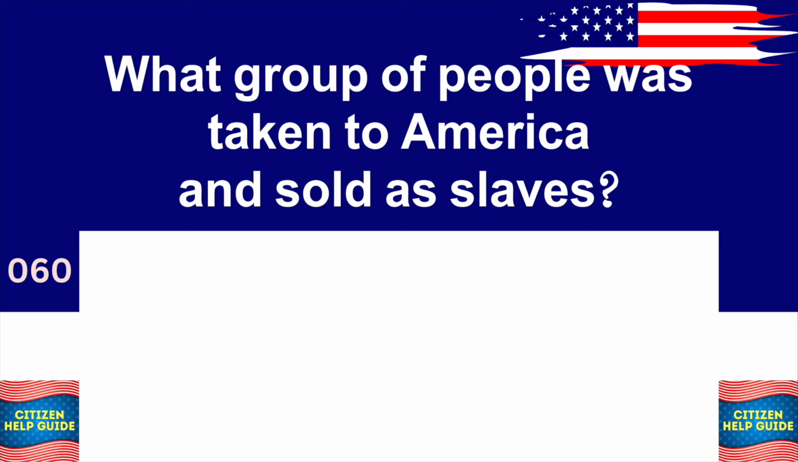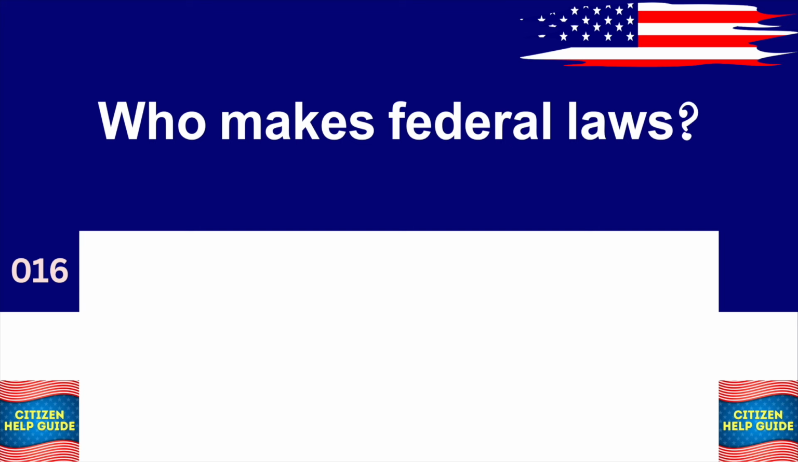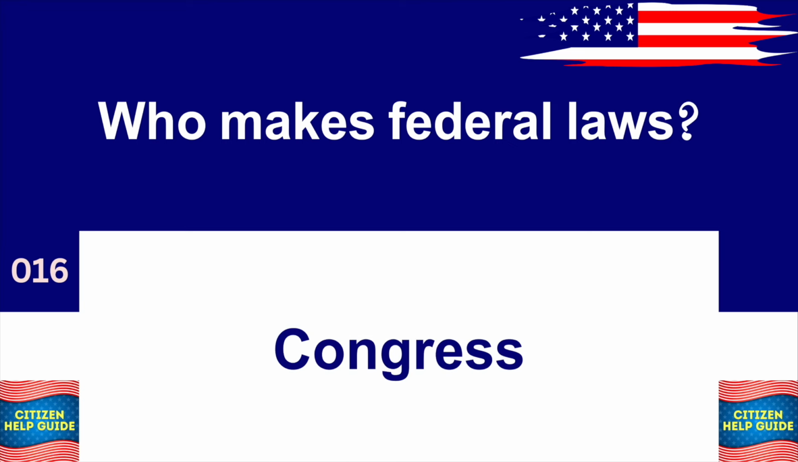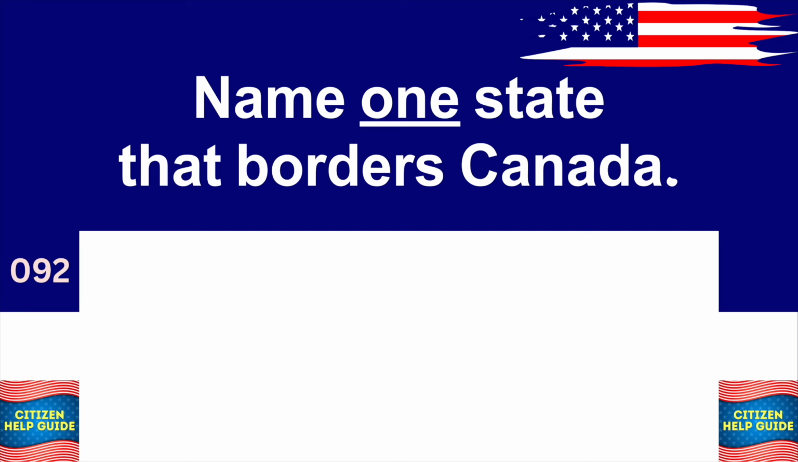What group of people was taken to America and sold as slaves? Africans. Who makes federal laws? Congress. Name one state that borders Canada. New York.